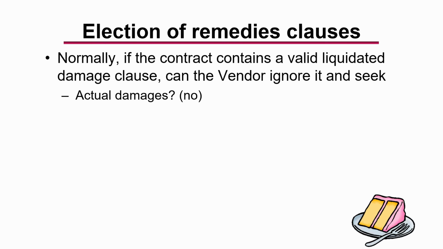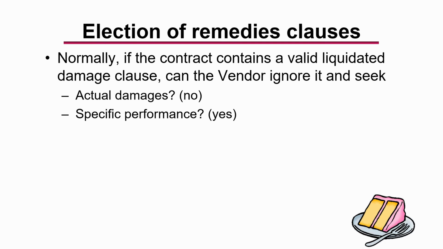What about the vendor who, instead of actual damages, seeks specific performance? Well, the answer to that is clearly yes. And the reasoning is that specific performance isn't a form of damages at all. It's carrying out the contract, not getting damages for breach. And therefore, the liquidated amount and the liquidated damage clause have no bearing on the ability of the vendor to get specific performance.